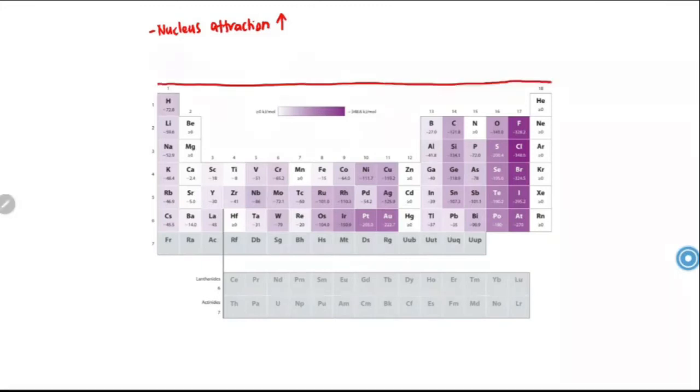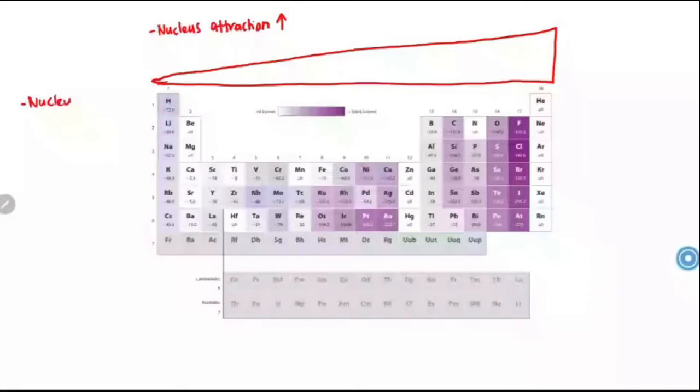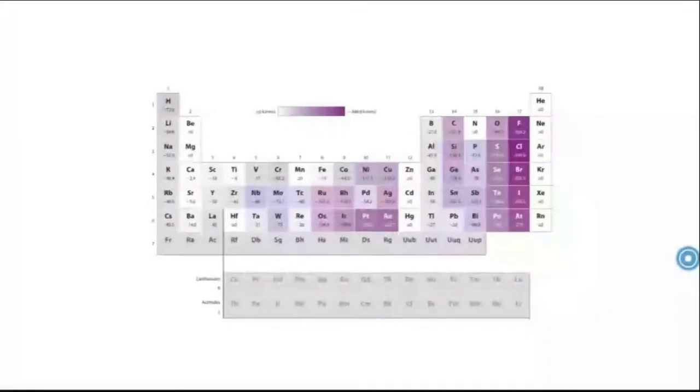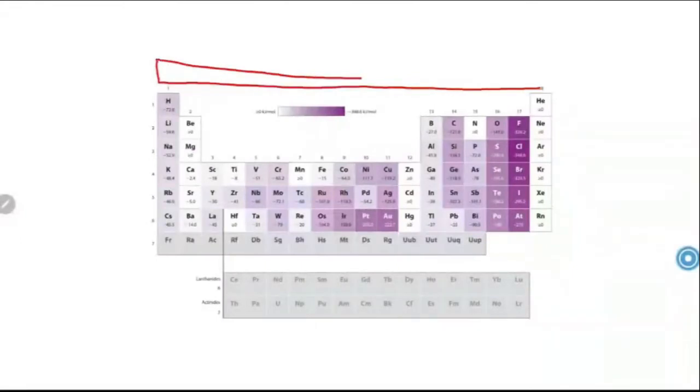Increase from left to right, like this. How about down the group? Nucleus attraction weaker and weaker. Trend in ionization energy? Decrease. So as a conclusion, the size of atom will decrease or increase across a period? Decrease. So the size of atom decreases.